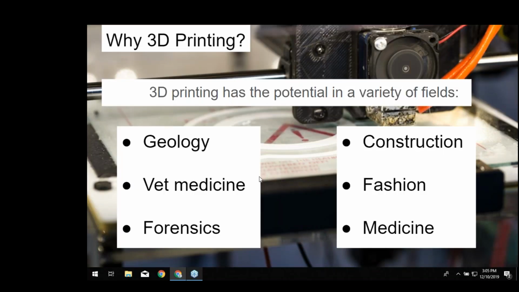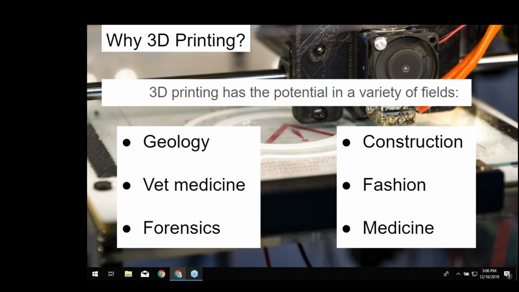So to continue with why 3D printing, it's got potential in a variety of different fields. You can look at geology, veterinary medicine, forensics, construction. There are kits you can buy of 3D printed houses now. There are boats being constructed. The University of Maine has constructed a complete boat. So there are so many possibilities.